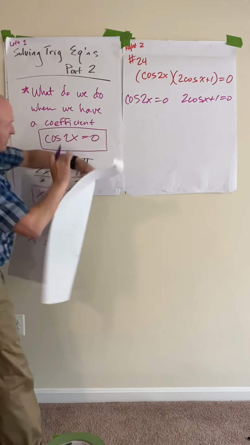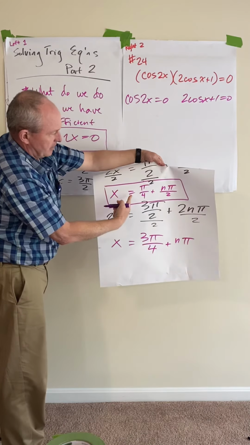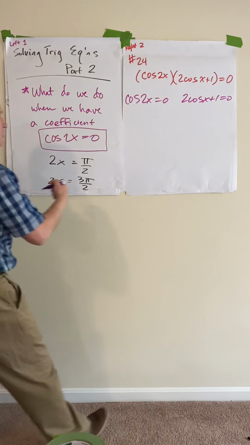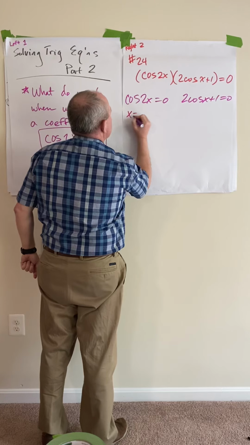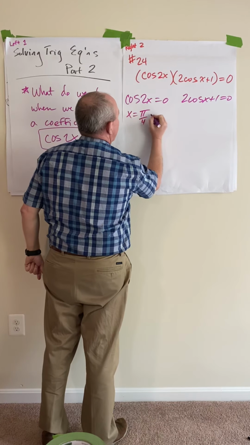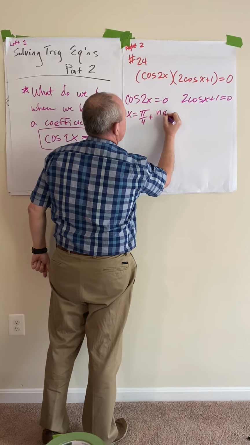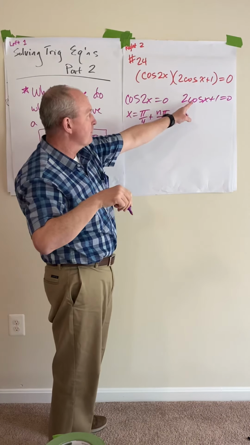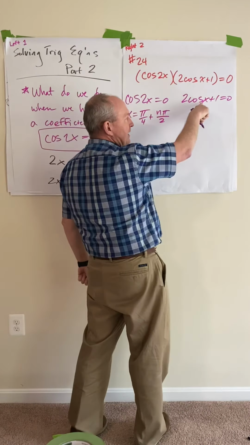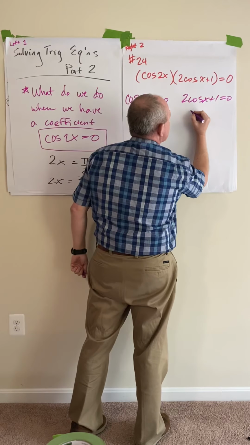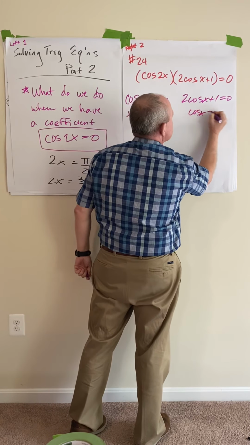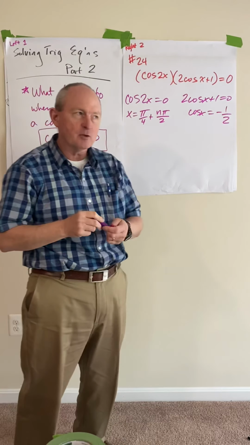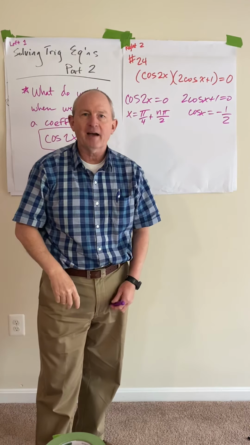That solution is right there: x equals pi over 4 plus n pi over 2. But this guy over here, we have to get cosine x by itself. So I'm going to say cosine x equals negative 1/2. And then I have to figure out where cosine x is negative 1/2.